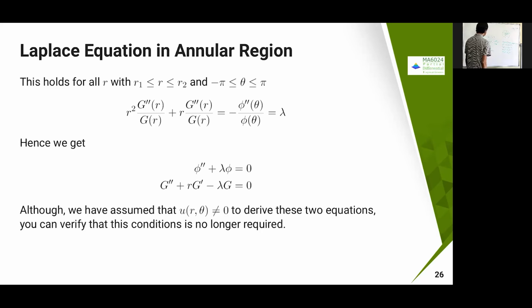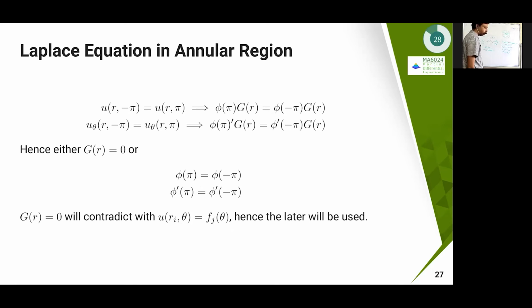Just check whether it is correct or not. Probably r square will be coming here. Just use the same logic and verify that. Maybe some mistakes may be there in the slides, so just check that. I'm just giving the idea of how to solve the problem today. So r square g double dash plus r g dash plus lambda g is going to come probably. Yes, I think this is r square, because I know this is going to form an Euler-type equation, so from that it will come.